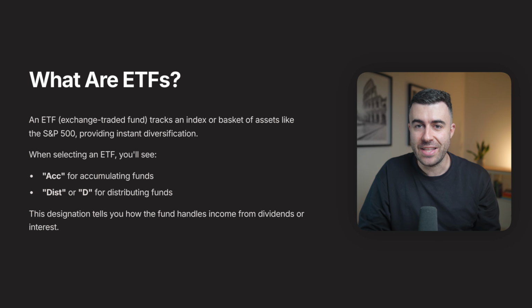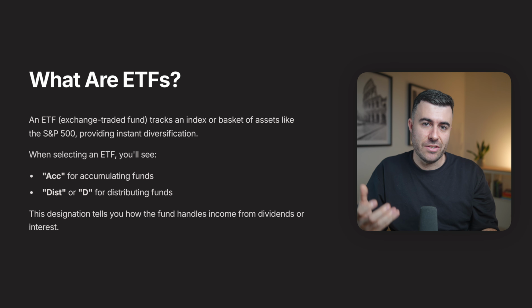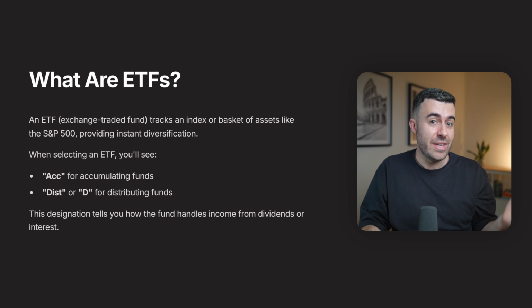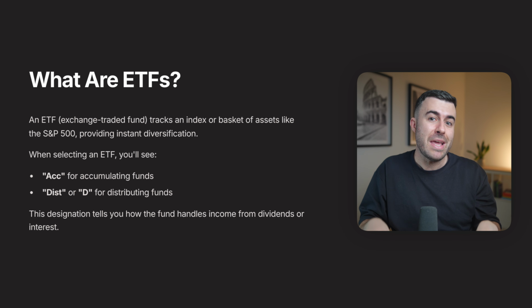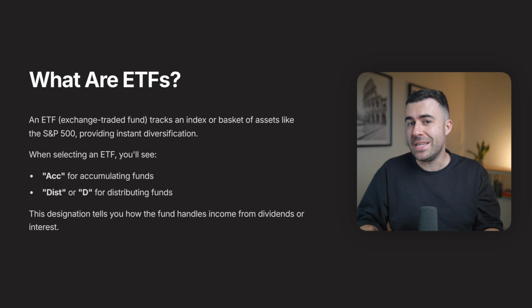So an ETF stands for Exchange Traded Fund. Think of it like this: instead of buying shares in just one company like you would do with individual stocks, with an ETF, you're buying a slice of hundreds or maybe even thousands of companies all at once.